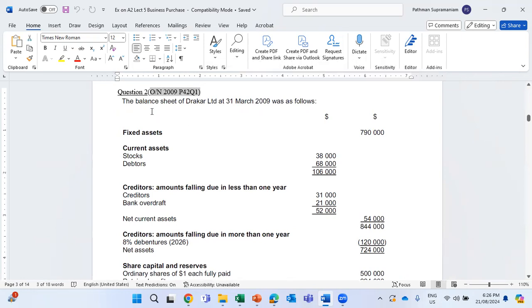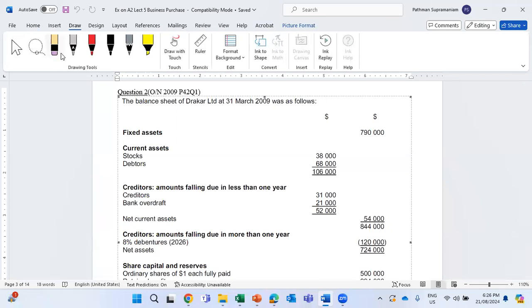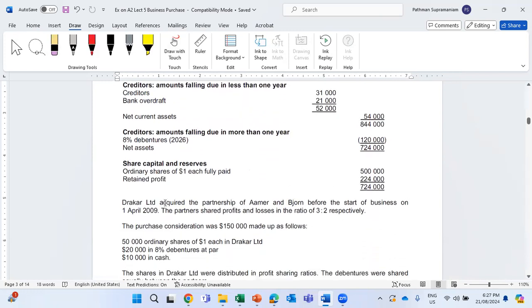So here, the balance sheet of Draka was given. Since this is an old year, they use the old term balance sheet. The new name is statement of financial position. Okay, and fixed asset is the old name for non-current assets. Stock is the old name for inventory. Debtors is the old term for trade receivable. Creditors is the old term for trade payable. So now what we are given here is the statement of financial position of the buyer or seller. Let's find out.